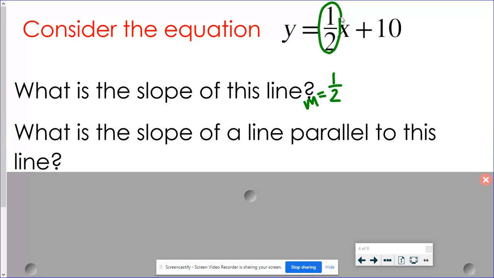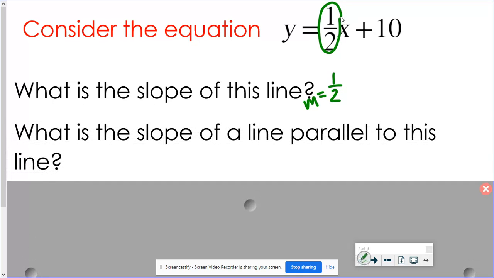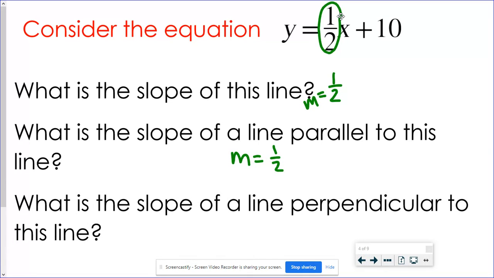For the next question, what's the slope of a line that's parallel to this? Well, if it's parallel, it has to have the exact same slope. So my slope would still be 1/2. And then, if I want to know the slope of a line that's perpendicular to that, opposite, reciprocal, change the sign, flip it over. So my slope is going to be a negative 2 over 1, or just a negative 2.